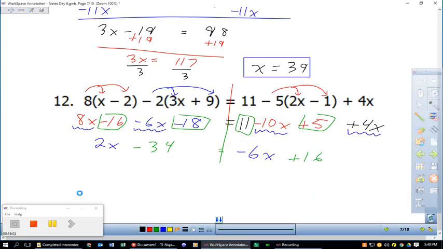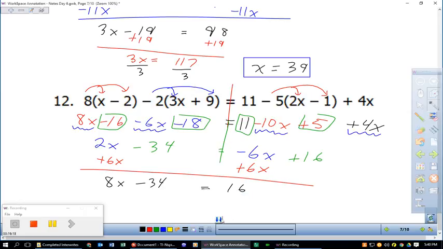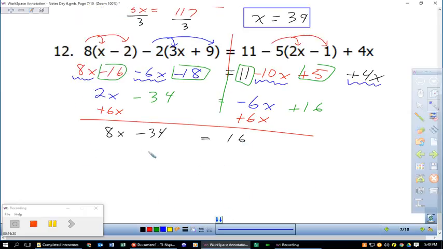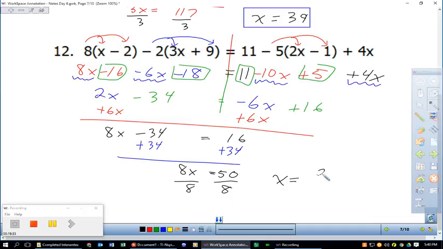All right, now moving variables. Moving variables, we'll add 6x to both sides, which gives us, let's see, an 8x minus 34 equals 16. Adding to both sides, add 34. That is going to be 50, I believe. 50 equals 8x, and dividing by 8, x equals 25 over 4 as a fraction, or I believe that's 6.25.